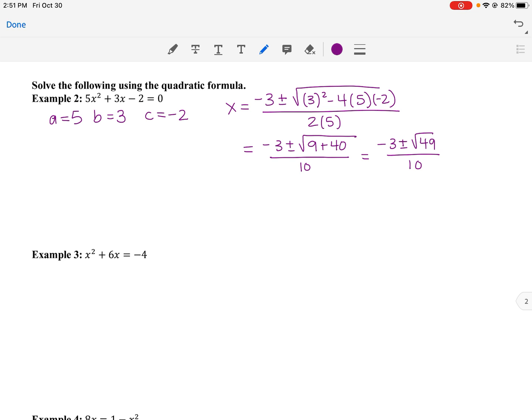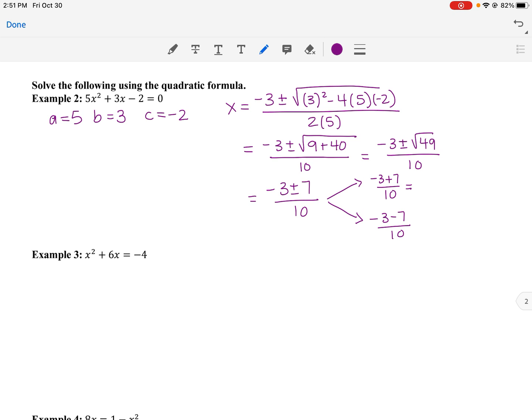This one's a little bit different because I can actually simplify, right? The square root of 49 is 7, divided by 10. Okay, so there's two different parts, and I would probably break it up at this point to say, okay, I want to do -3 plus 7 and divide it by 10, and I also want to do -3 minus 7 and divide it by 10. So that plus minus is indicating the two different solutions.